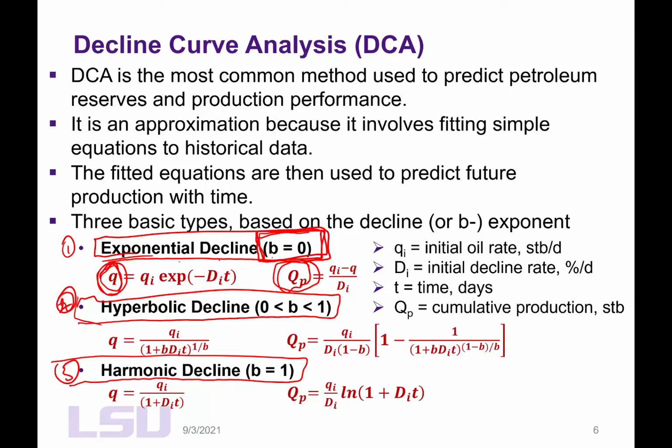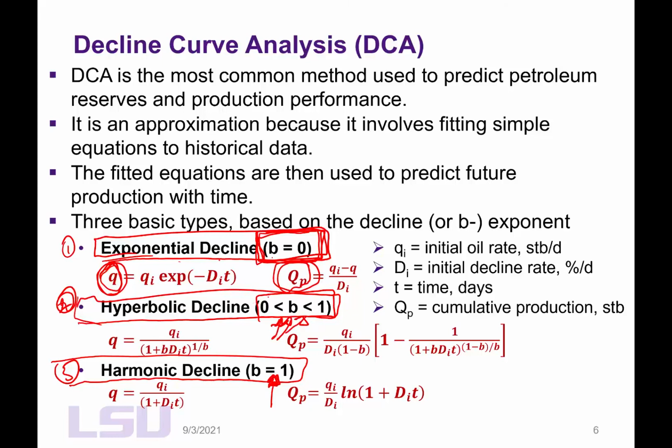So again, in the exponential model, B equals 0, so it doesn't show up in the equation. In the hyperbolic decline model, b can be anywhere between 0 and 1, not inclusive. So b has to be greater than 0 and it has to be less than 1. Whereas in the harmonic decline model, b has to be equal to 1. So that's why this is a more generic model, right?